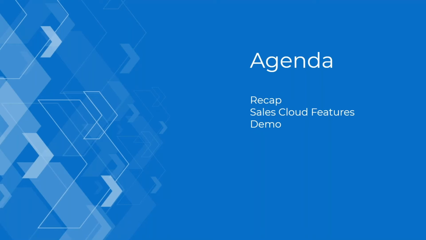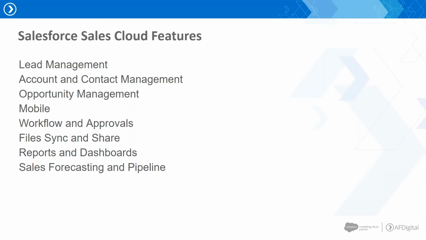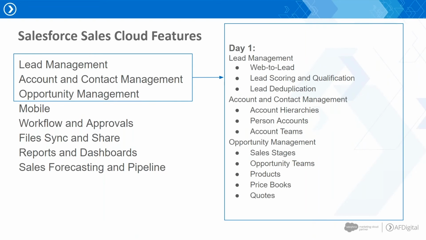So next one is the Sales Cloud features. Last week we've discussed as well what is lead management, the account and contact management, and the opportunity management. So we have configured in the back end as well how we are creating the web to lead, how we are scoring leads for the sales rep to be able to see if they are qualified, and how we are handling duplicate records.